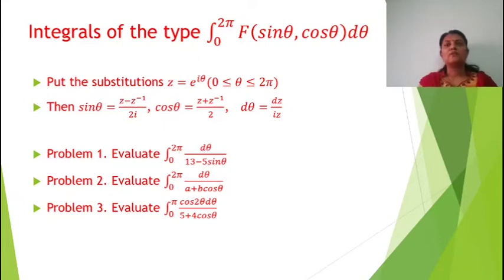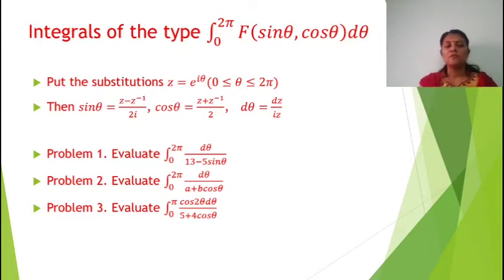Then theta varies from 0 to 2 pi. It's a unit circle. If z equal to e raised to i theta, then sin theta is equal to z minus z raised to minus 1, or 1 by z, all divided by 2i, and cos theta is z plus 1 by z all divided by 2, and d theta is equal to dz by iz. Now we have 2-3 problems demonstrating how to evaluate the integral using this substitution.